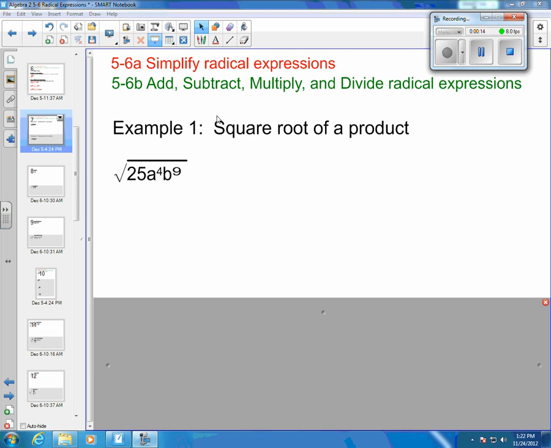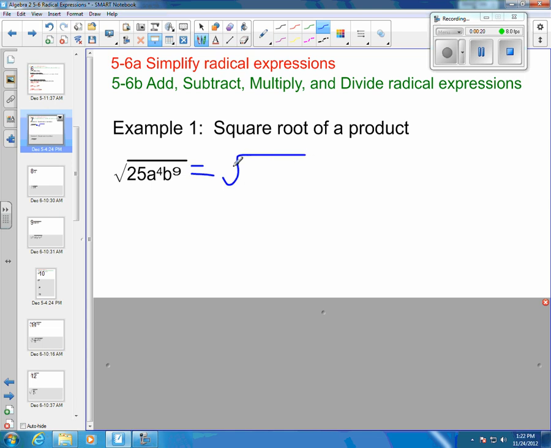So how do we take the square root of this? Well, first thing we need to do is to break it out. This is the same thing as the square root of 25 times the square root of a to the 4th times the square root of b to the 9th. Now remember, with square roots we are looking for groups of 2.